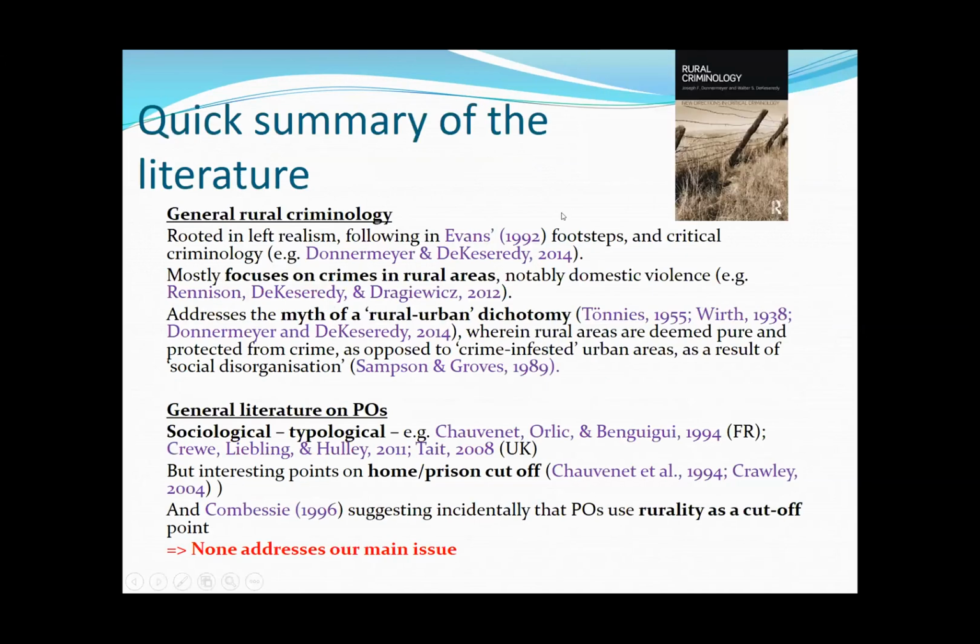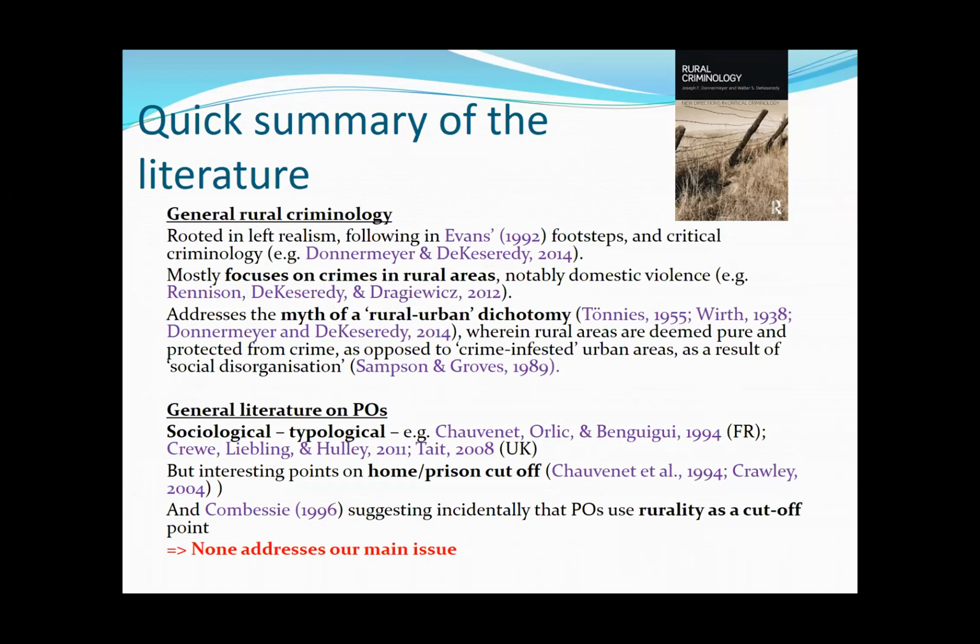So we explored the literature, obviously, and three domains in particular were quite relevant to our research. The first one is general rural criminology, which is rooted in left realism. However, this literature focused mostly on the types of crimes that are committed in rural areas. And it also spends a lot of time debunking the myth, and legitimately so, of the difference between rural and urban areas. So this one was informative, but not directly useful.